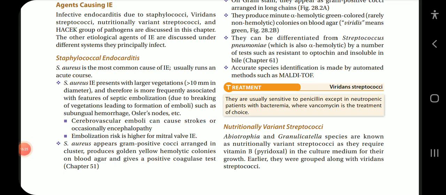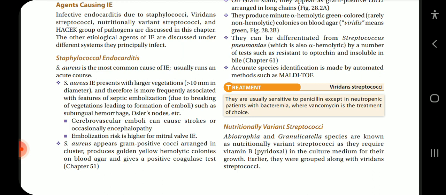So, Staph aureus is the most common cause of infective endocarditis, which usually runs an acute course. Staph aureus presents with larger vegetations, more than 10 mm in diameter, and therefore is more frequently associated with features of septic embolization, due to breaking of vegetation leading to formation of emboli, such as subungual hemorrhage, Osler's node, etc.